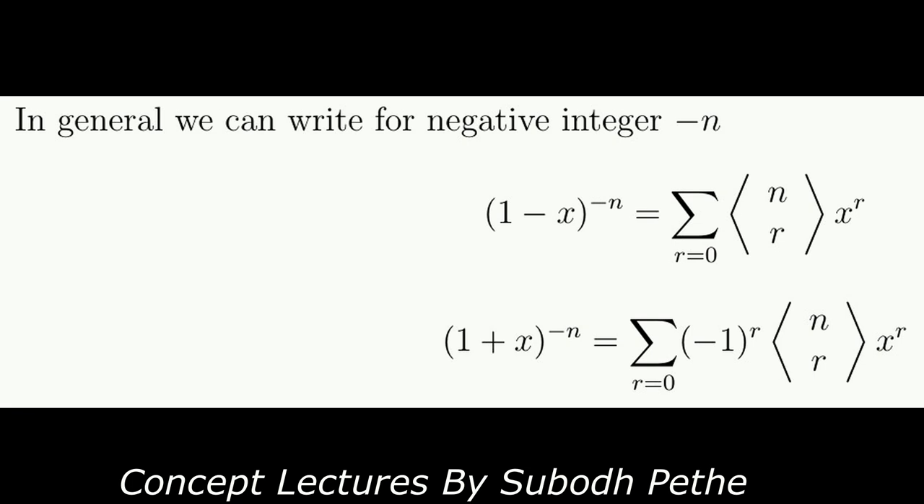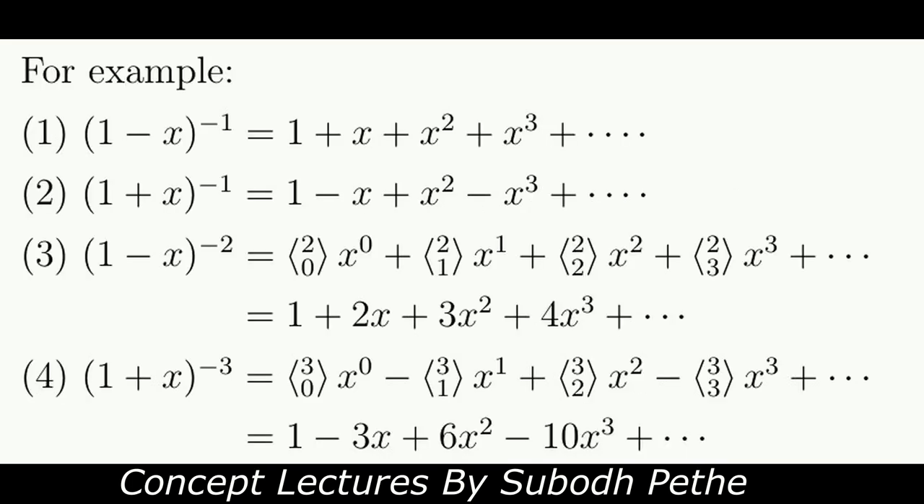So sigma r goes from 0, n elbow r x raised to r. Now if we replace x by the opposite of x, the expansion of (1 plus x) raised to minus n will be sigma r goes from 0 to whenever we want to stop, (minus 1) raised to r, n elbow r x raised to r. So this is assuming that binomial expansion works for a negative integer index, and as I said, after calculus we will be able to show that even if it is a real number, binomial expansion works exactly like this. So at the moment we are assuming it to be true without proof. Then if this is true, it has some wonderful applications. Now let us write down some expansions using this method.